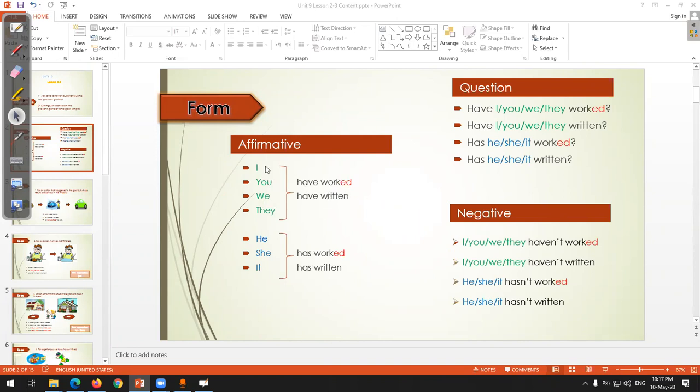Okay? So when the subject is I, you, we, they, we use have. If the subject is singular, he, she, it, we use has. He has worked. She has written. Okay? Type the question form.